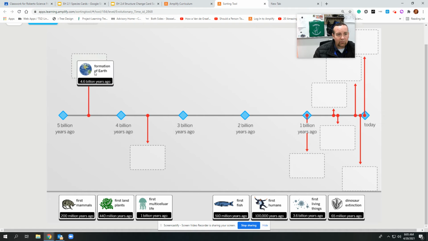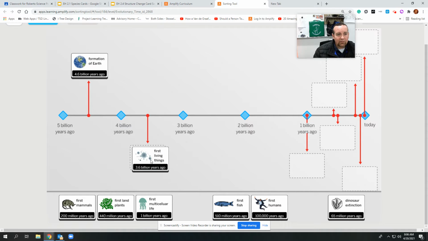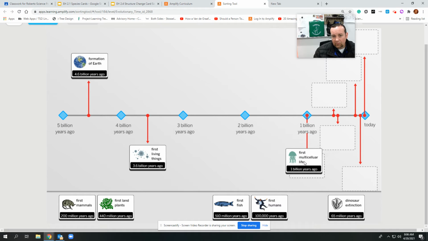So the formation of Earth should be about 4.6 billion years ago. Since we're in the billions, we're still going to be looking for cards down here that have billions. So we've got our first living things appear about a billion years later. And then 2.6 billion years later than that, we've got our first multicellular life. Notice how for 2.6 billion years, the only life on this planet was just single-cell organisms.